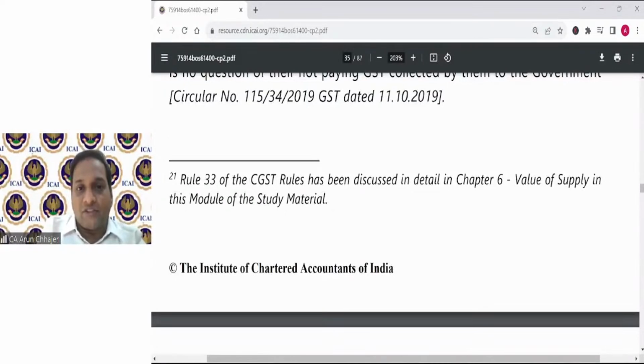So let me summarize the discussion. So one is airport licensee. Let's say Airport Authority of India. One is, I'm changing the name. Let's say IndiGo.